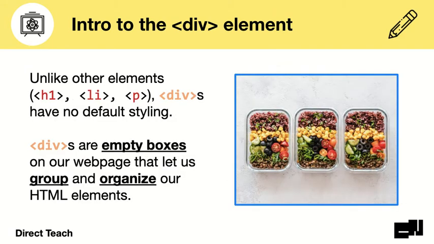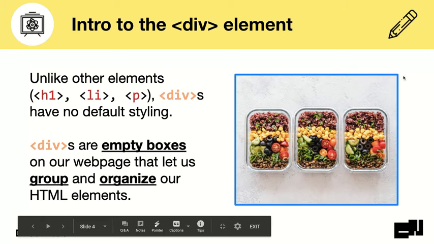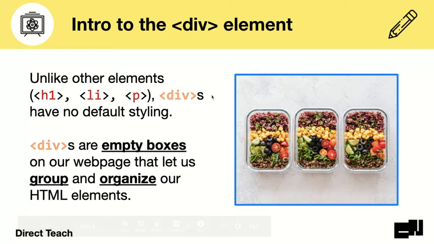When we look at divs on a page, you can think of them as just empty boxes on your web page, and they allow you to group and organize different HTML elements on the page. So for example, if we're looking at this image over here, think of this blue outer line as one big div, and then think of these salads or whatever they are as smaller divs inside of that big div, right? So they're just empty boxes that fit into your page.